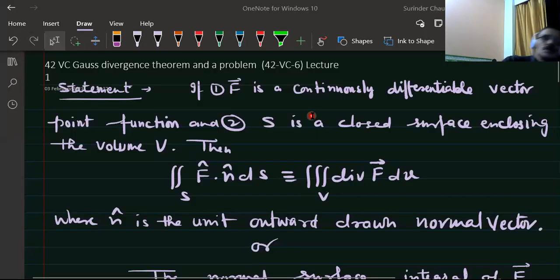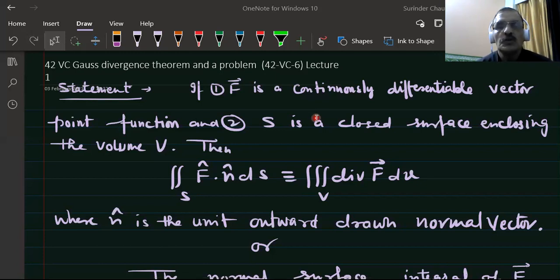Hello students, in this lecture we'll state the Gauss divergence theorem in Cartesian form and solve problems based on it, because we don't have the proof of Gauss, Green and Stokes theorem in the syllabus. We'll state all three theorems: Gauss divergence theorem, Green's theorem in a plane, and Stokes theorem. Statements only, in Cartesian form, and then we'll solve problems based on that. Right? So the statement of Gauss divergence theorem.